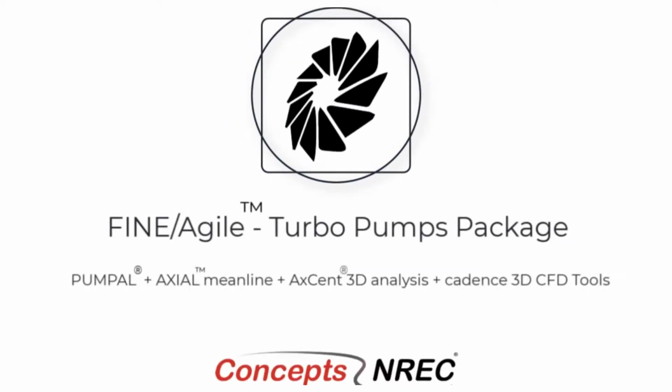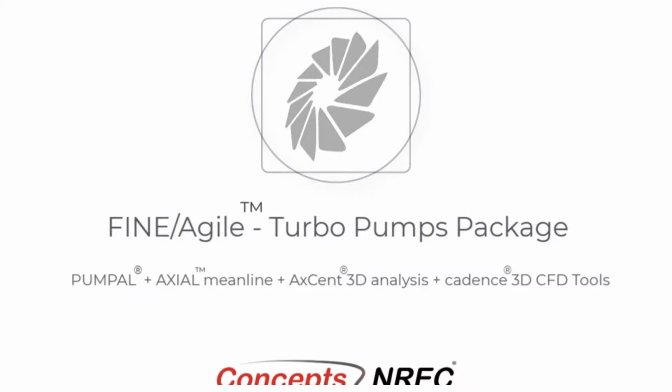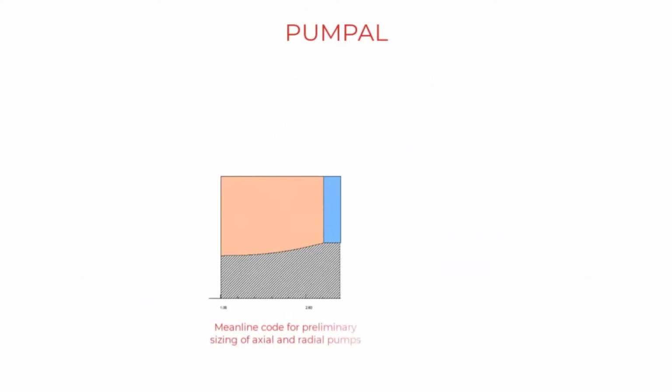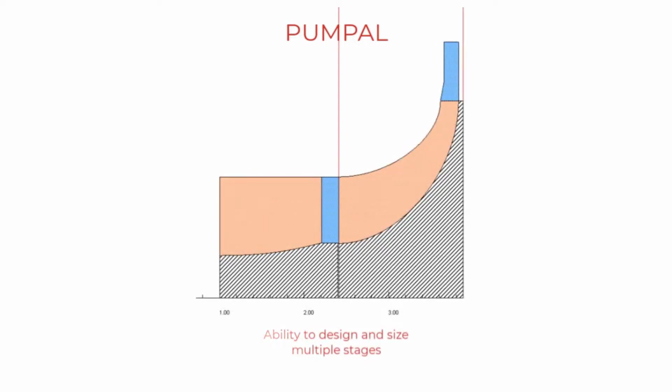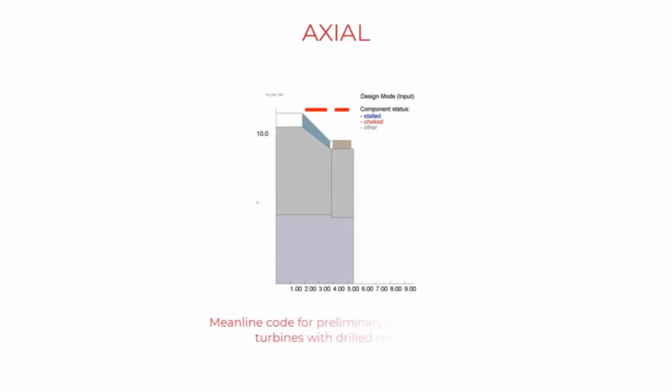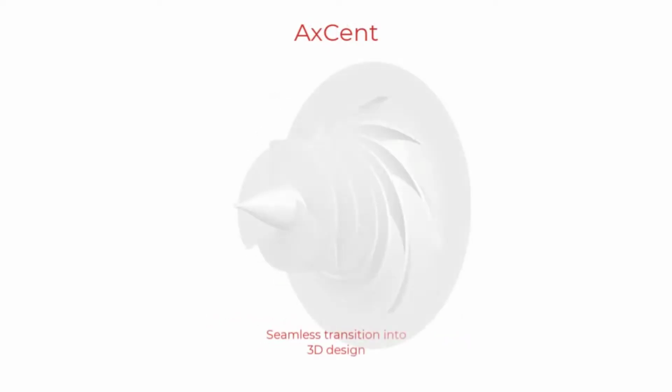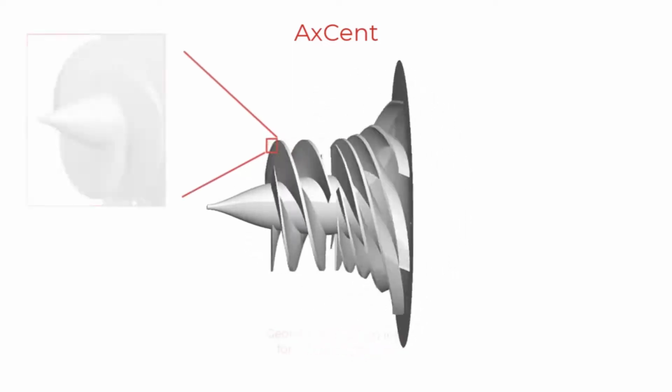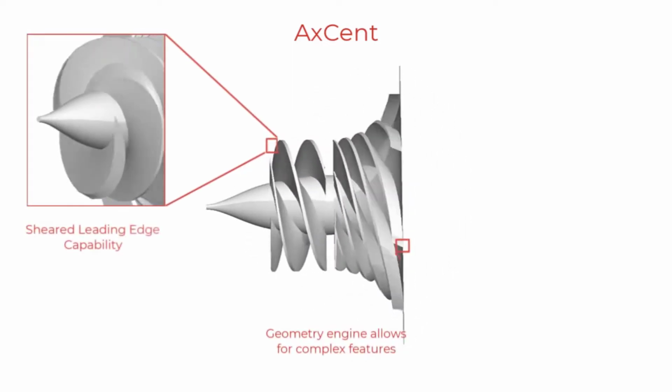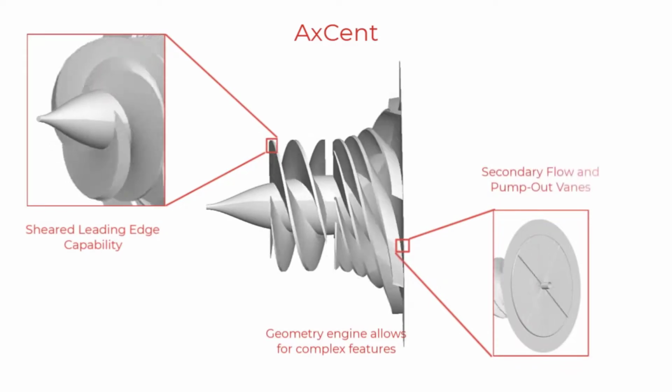Let's have a look at our design solution for turbopumps. Here, we will cover our mainline design codes, PUMPAL for the pump side of the design, as well as Axial for the turbine side of the design. We'll show the seamless integration into the 3D design world with our flagship product, AxCent.